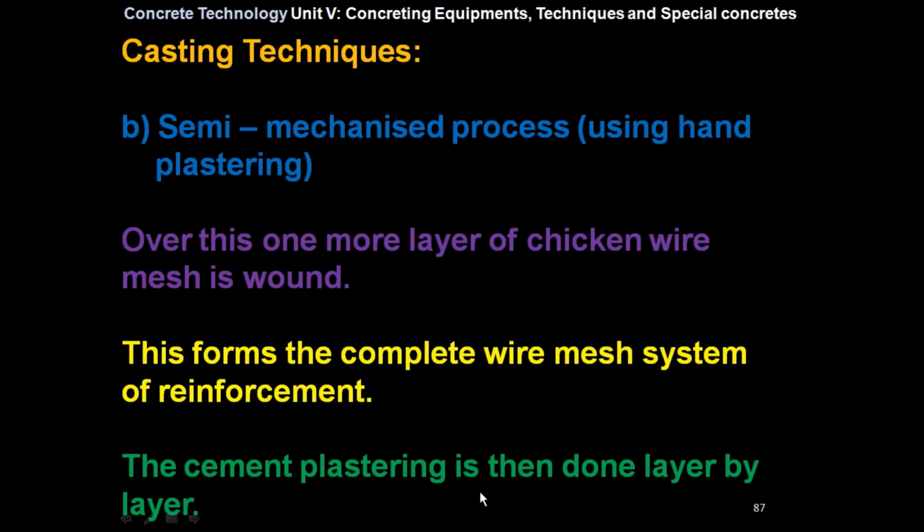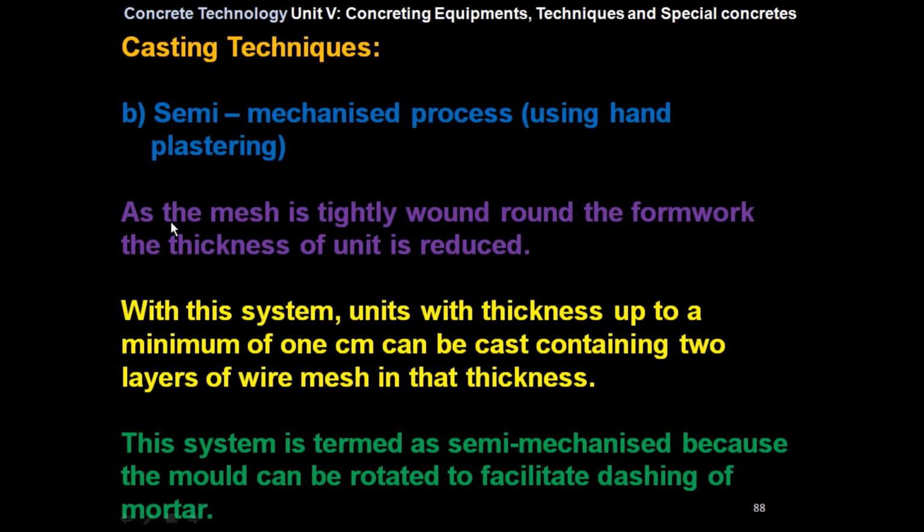The cement plastering is then done layer by layer. As the mesh is tightly wound round the formwork, the thickness of unit is reduced. With this system, units with thickness up to a minimum of 1 cm can be cast containing 2 layers of wire mesh in that thickness. This system is termed as semi-mechanized because the mold can be rotated to facilitate dashing of mortar.